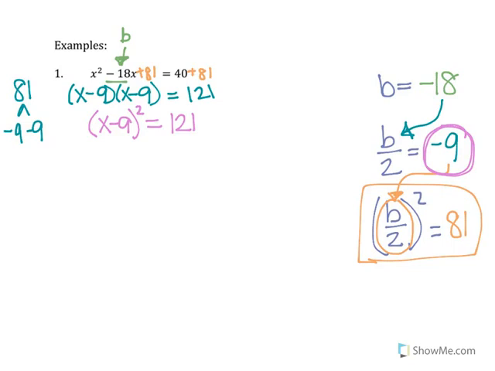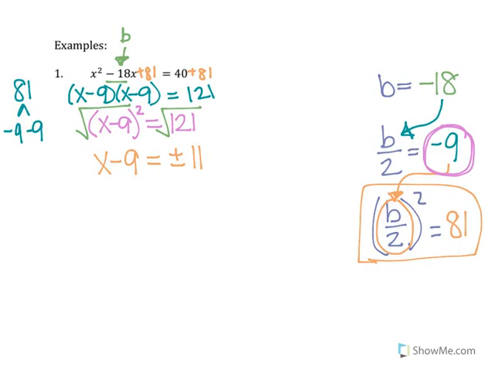Step 4 tells us to take the square root of both sides. So take the square root of both sides, and what we're left with is, now square roots and squares cancel each other out, so you're just left with x minus 9. And here's the part that you don't want to forget. The square root of 121 is plus or minus 11. That plus or minus is key in allowing us to find both of our x values for answers.